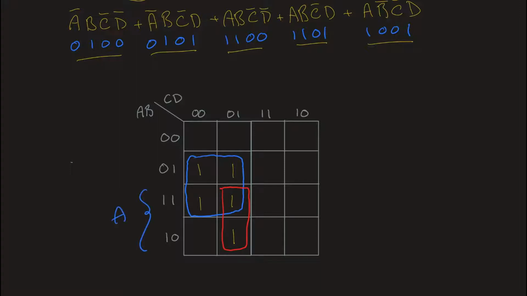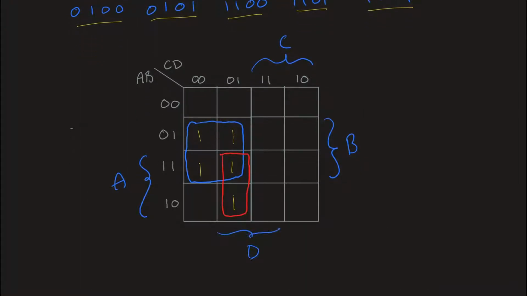Always the same: A, B, C, D. And finally, let's write our equation. So I'll start with the blue one first. Notice that half of it is in A, half of it is out of A, so we don't write A. It's all inside of B. It's all outside of C. And it's half in and half out of D, so we don't write D.